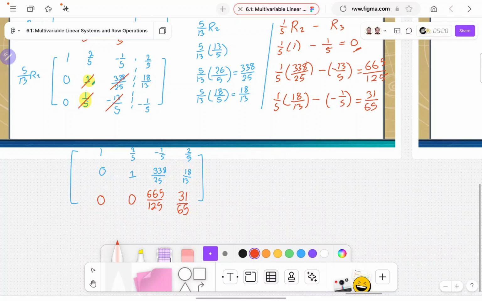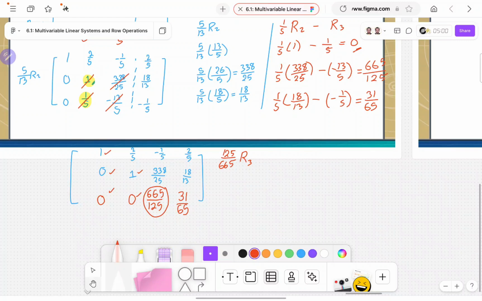31 over 65. Now as you can see, I made this value equal 1, 0, 0. I made this one 1 and this one 0. Now my goal is to make this value here equal to 1. To make this value equal to 1, I need to multiply row 3 by the reciprocal. The reciprocal is 125 over 665.